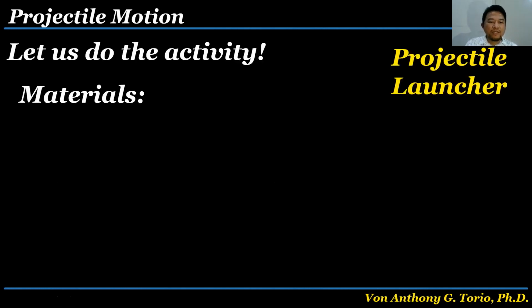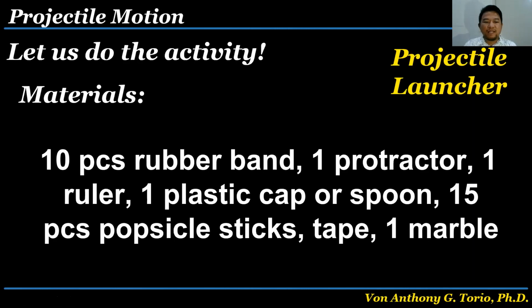So in doing the activity, we can consider the following materials: 10 pieces of rubber band, 1 protractor, 1 ruler, 1 plastic cup or spoon, 15 pieces of popsicle sticks, tape, and 1 marble. This activity can be done in groups such that all groups would be given the same materials only, so that if they do the activity, they can compare.